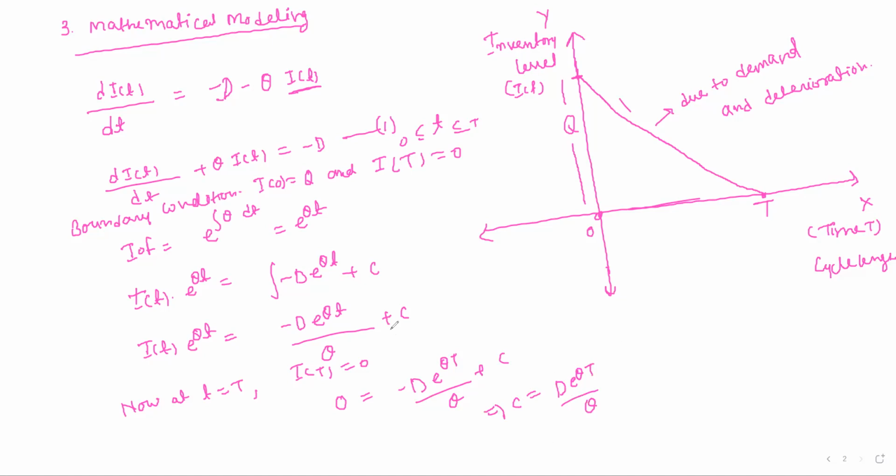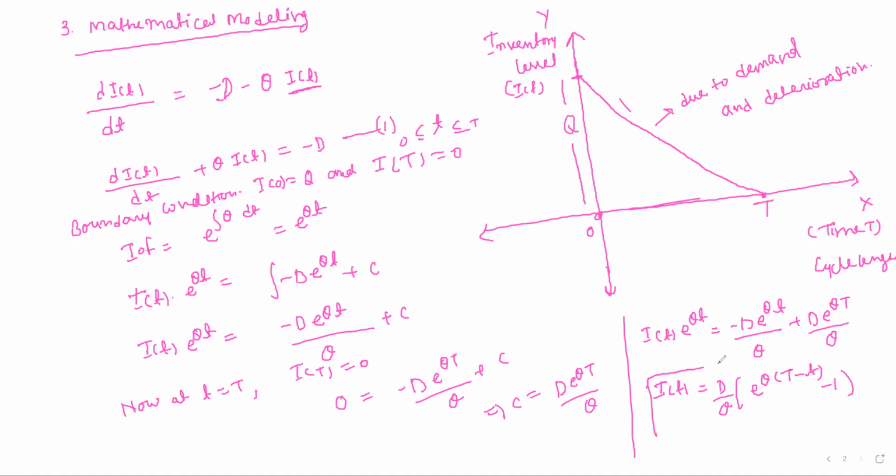Okay. So now we put the value of c here. So we get I(t) e to the power theta t equals minus D e to the power theta t upon theta plus D e to the power theta T upon theta. Now we can divide it by e to the power theta t. So we take D by theta as common. So we get I(t) equals D by theta times e to the power theta (T minus t) minus 1. So this is the inventory level in the interval 0 to T.